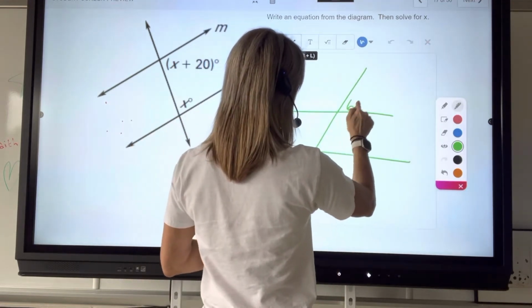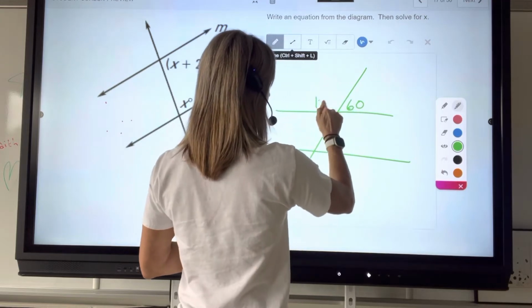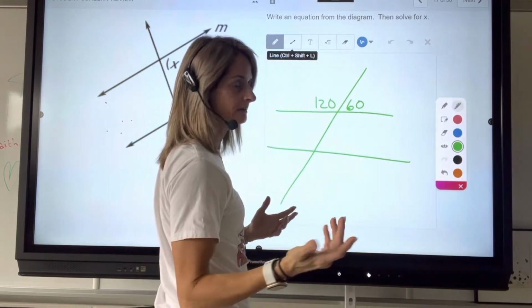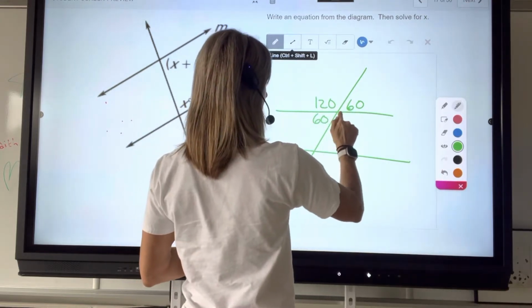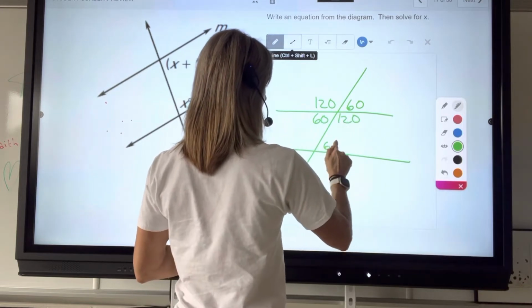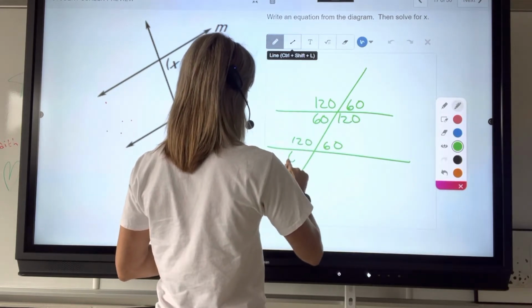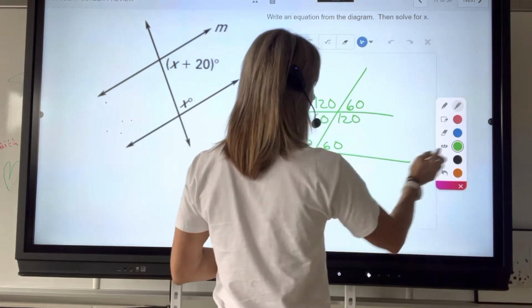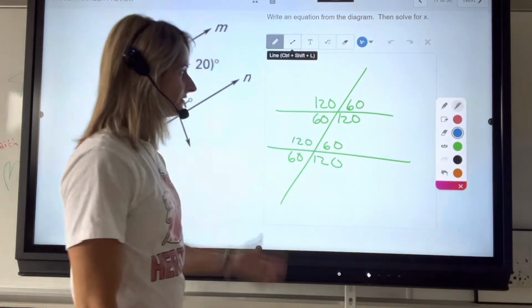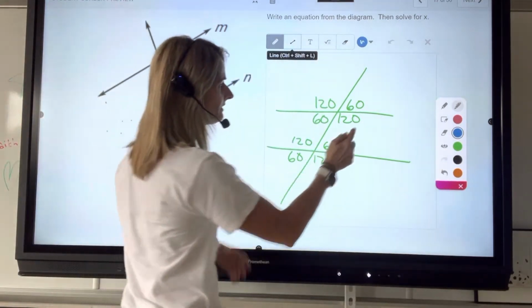This looks like it's about 60. If that angle's 60, this is 120, right? Because it makes 180, which makes this 60, which makes this 120. 60, 120, 60, 120. You can see when you draw this type of diagram, and these lines are parallel.